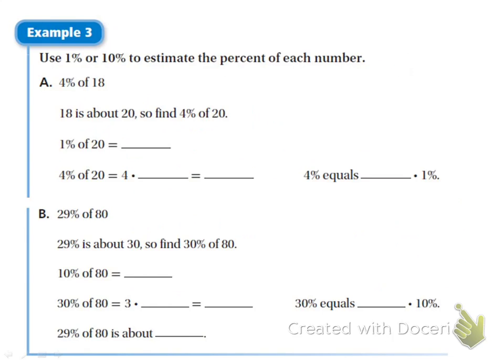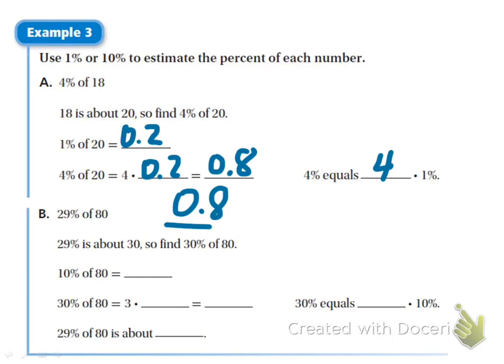Example number 3. Use 1% or 10% to estimate the percent of each number. So we have 4% of 18. Well, 18 is about 20. So let's find 4% of 20. 1% of 20 is 0.2. So 0.2 times 4 is 0.8. So 4% of 18 is about 0.8. And I apologize, I cut off the last blank here at the bottom. It's about 0.8.